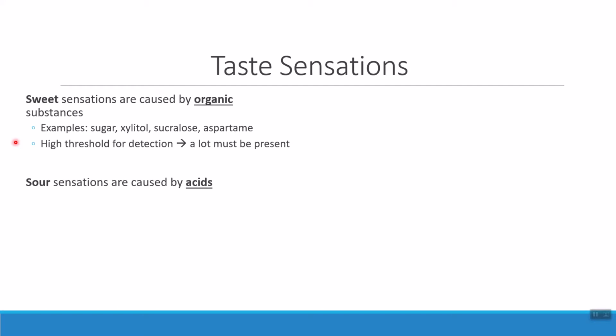Our next sensation is the sour sensation. The sour sensation is caused by acids. So acids like citric acid or acetic acid, that's a fancy name for vinegar. Any acids are going to register as a sour sensation on your tongue.